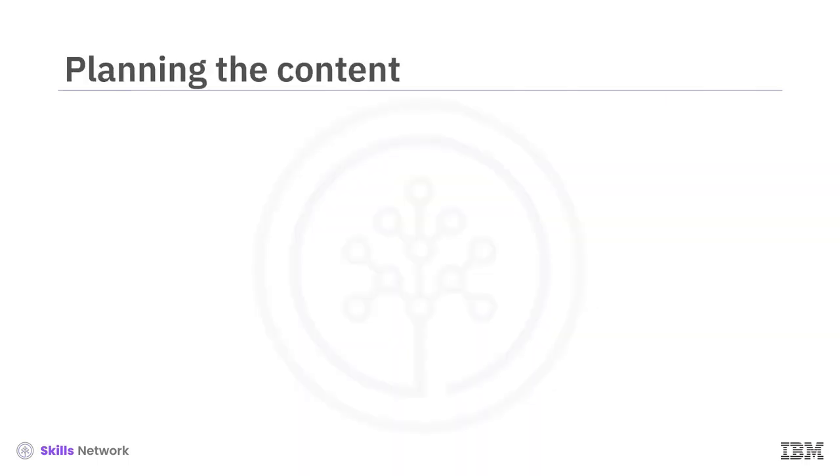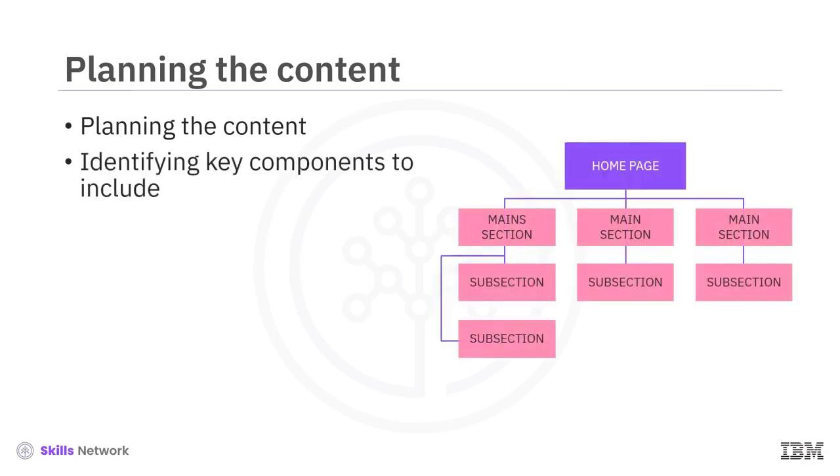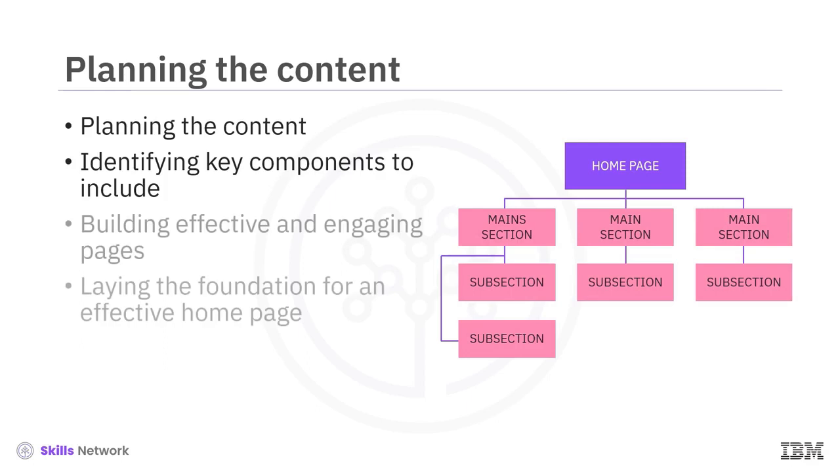Let's talk about planning the content for the homepage before we dive into wireframing and prototyping. The first step to creating the homepage involves planning the content. Identify the key components to include, such as the logo, navigation, menu, call to action buttons, and search bar. Strategic content planning will lay the foundation for an effective and engaging homepage.